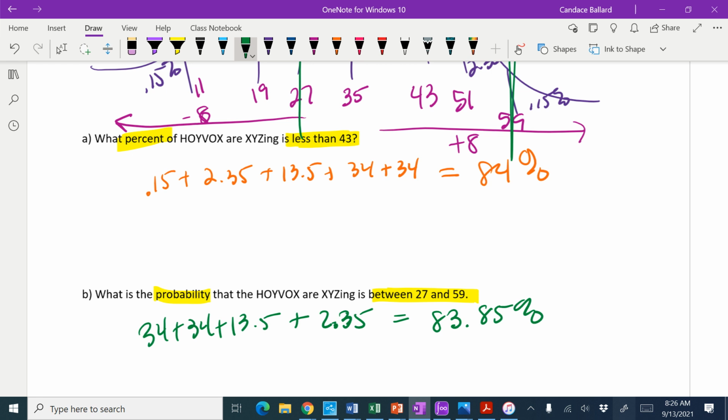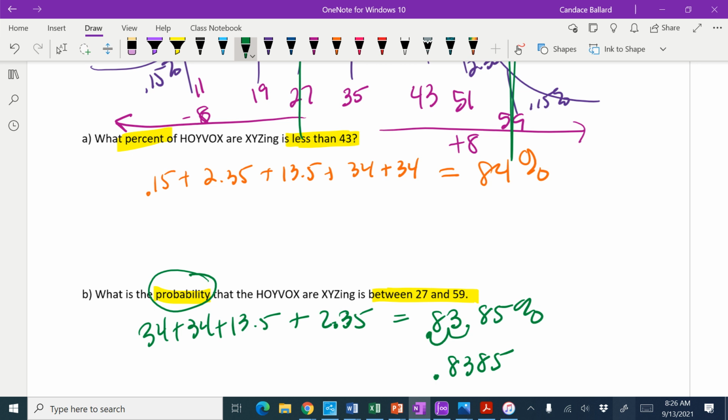Okay. All right. Now, it says that was the percentage. We want probability. To do probability, we have to shift the decimal place left twice. So our probability is 0.8385 and leave all four decimals. It's fine. We're not going to worry about trying to take it to 3. Just leave it like that.